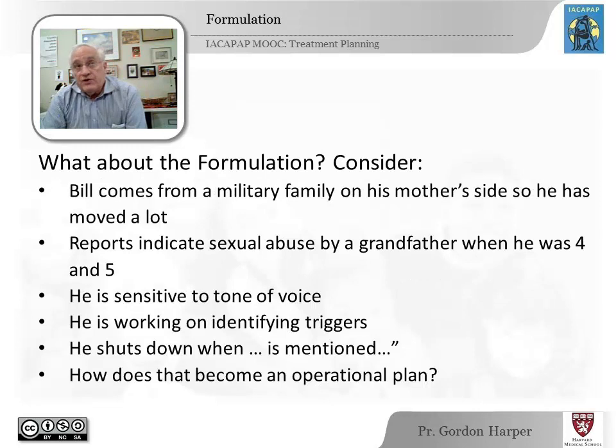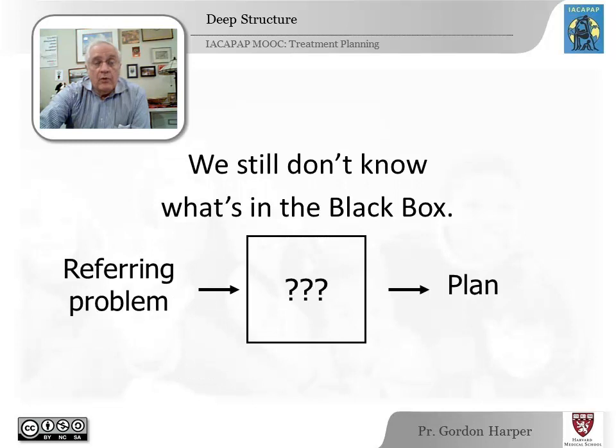Now the formulation is illustrated by this statement. Bill comes from a military family on his mother's side, so he has moved a lot. Reports indicate sexual abuse by a grandfather when he was 4 or 5. He's sensitive to tone of voice. He's working on identifying triggers. He shuts down when something is mentioned. But how do we translate this very thoughtful summary of the youth into an operational plan? We still don't know what's in the black box.